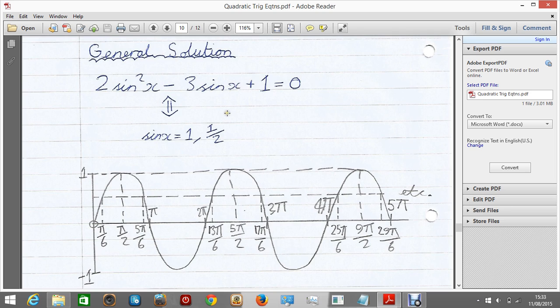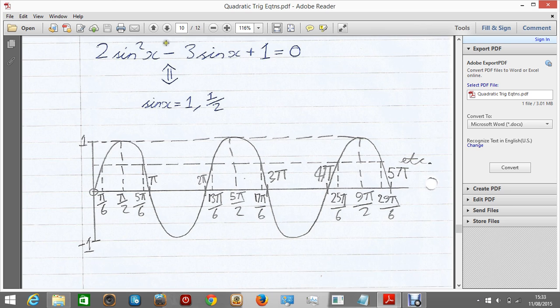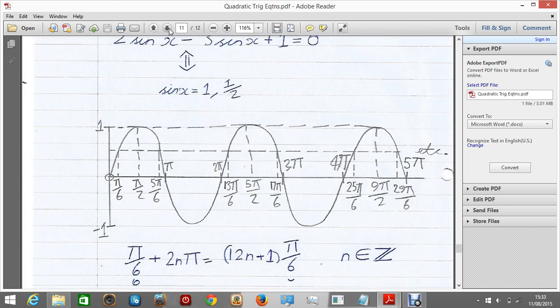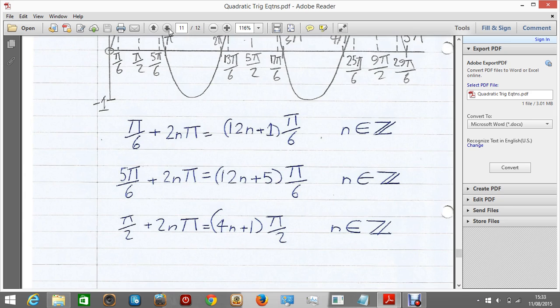So to give a general solution, you have to find a way of giving that in the most general sense, which I've done here below. So you've got pi over 6 plus 2n pi, which is the same as 12n plus 1 lots of pi over 6, where n varies throughout the integers. And similarly, 5 pi over 6 plus 2n pi, which is 12n plus 5 lots of pi over 6, yet again where n varies throughout the integers. And pi over 2 plus 2n pi, which is 4n plus 1 lots of pi over 2, where n varies throughout the integers. So that is the general solution of the equation, instead of being more specific or confined to an interval.